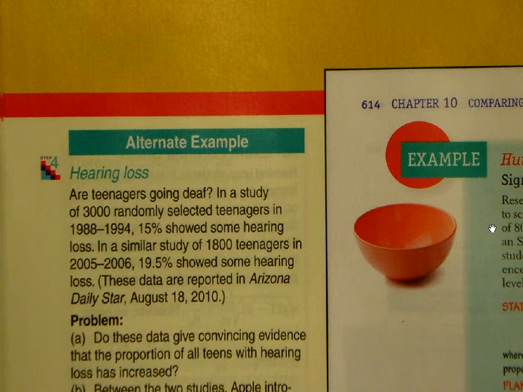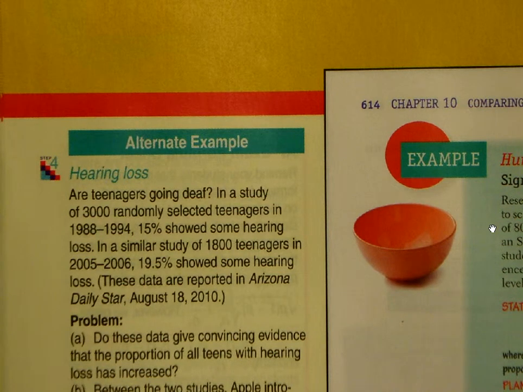And then in a similar study, 2005-2006, 19.5% showed some hearing loss. I've pulled these variables out. In letter A, this is how I know I'm doing a significance test: do these data give convincing evidence that the proportion of all teens with hearing loss has increased? So that's what we're looking for. We need evidence. When it asks you for that, you're going to do a significance test.